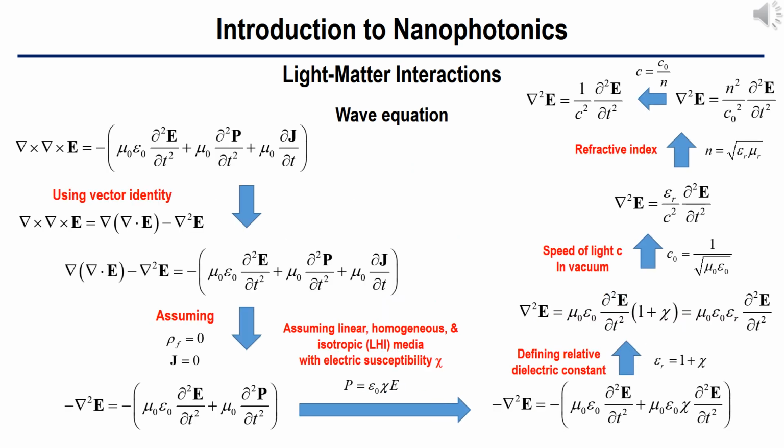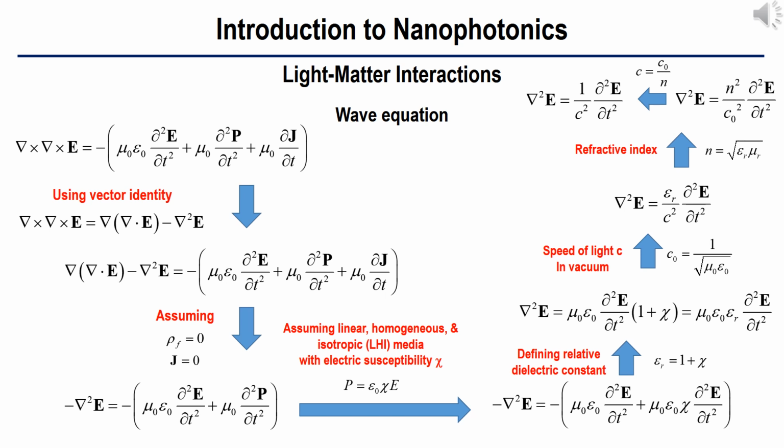Now, we can apply a well-known vector identity, which will turn the double curl relationship into divergence and Laplacian. And also by assuming neither point electric charge source rho sub F nor electric current J, we can further simplify the curl equation into this form. For further simplification, we can assume some ideal media with properties of linear, homogeneous, and isotropic characteristics. By linear, it means that the electric polarization vector P is linearly proportional to the electric field. By homogeneous, it means that P is a simple function of E. And by isotropic, it means that P is parallel to the electric field vector.